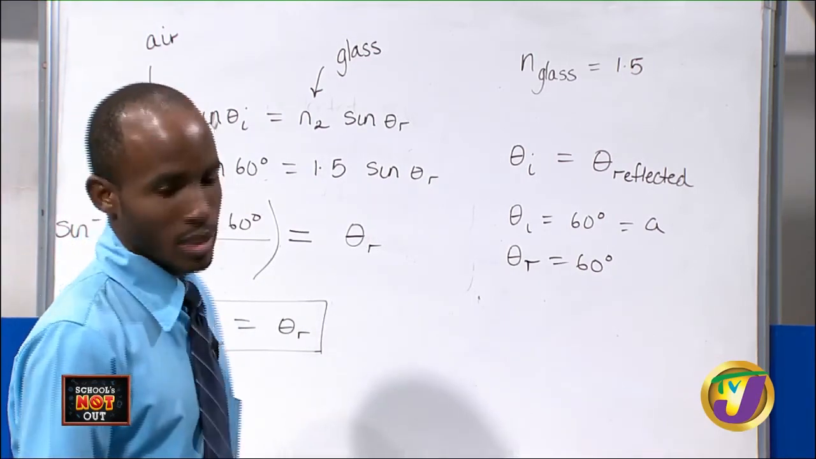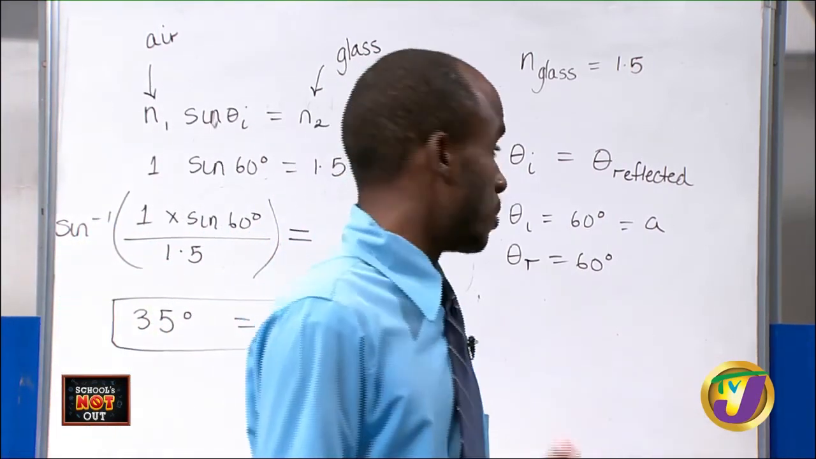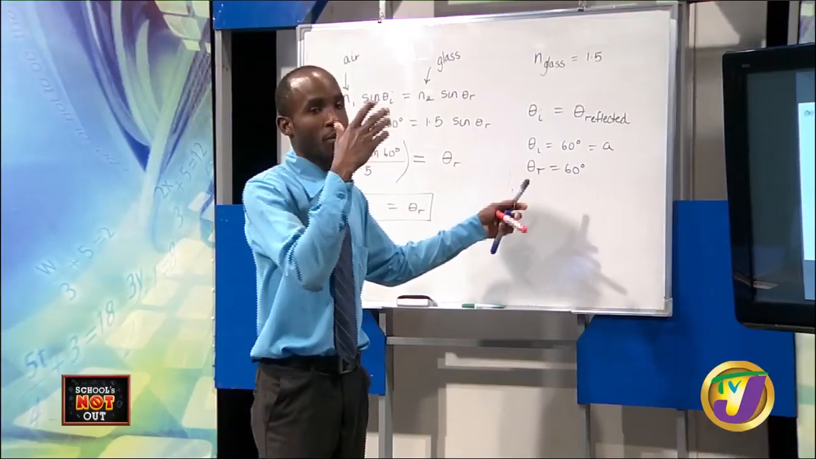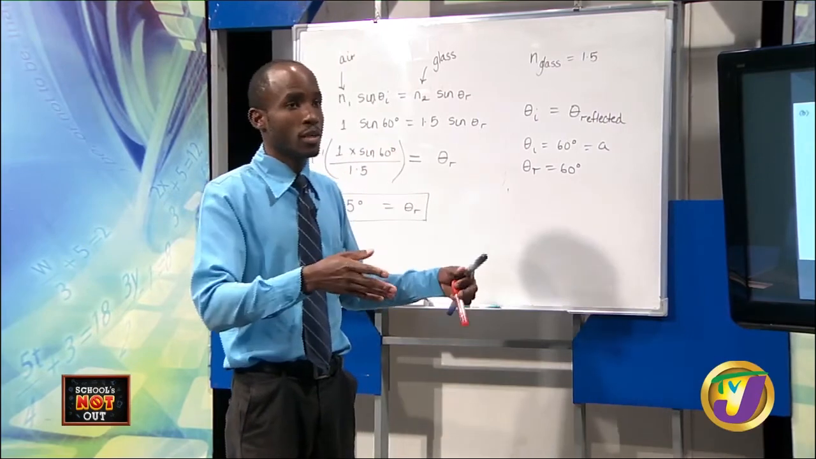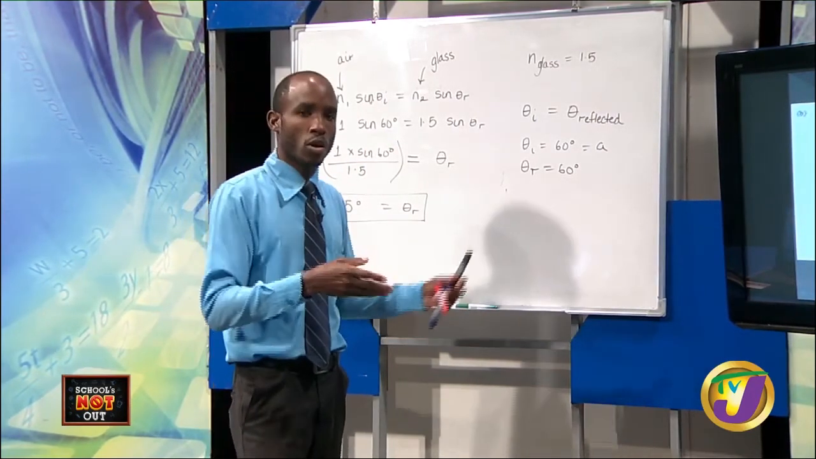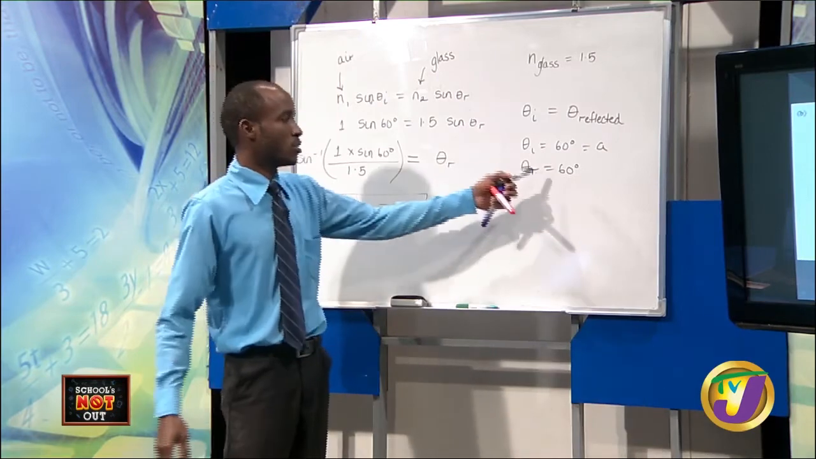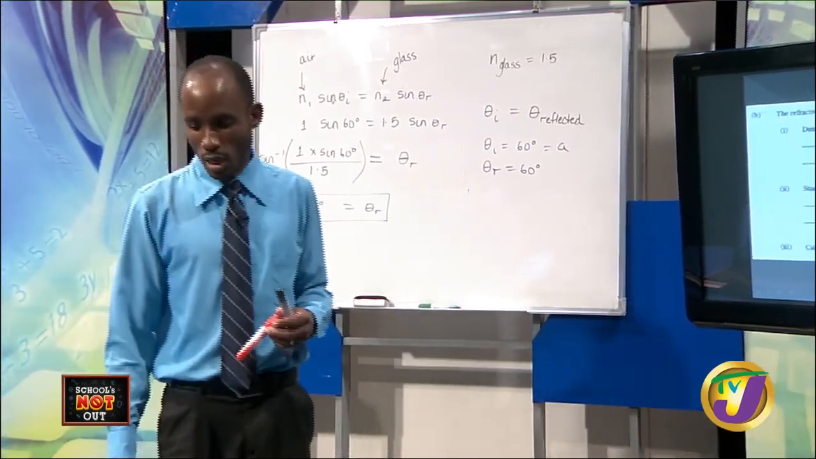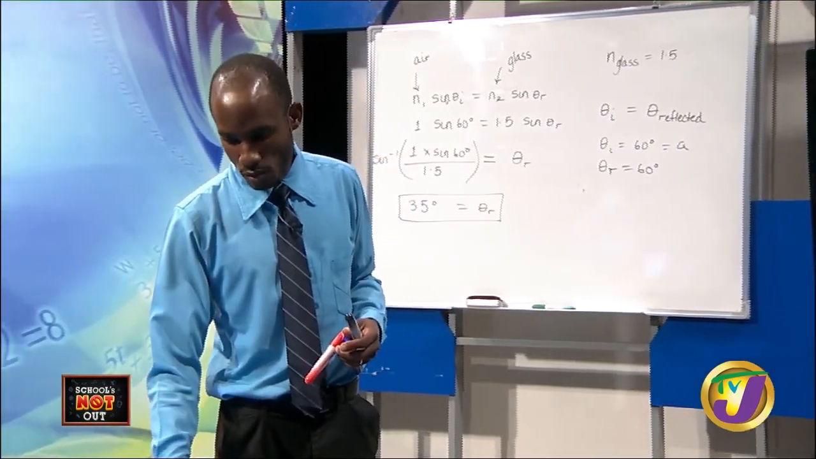And we see that it is indeed in keeping with what we've been saying. Because the angle of incidence was 60 degrees, moved from a less dense to a more dense medium, that means that the angle should be less because it bends towards the normal. So starting out with 60, we end up with 35 degrees as the angle of refraction.